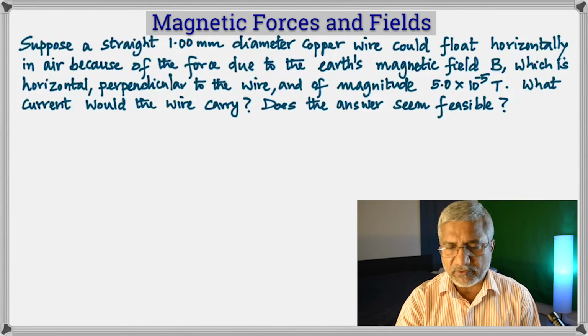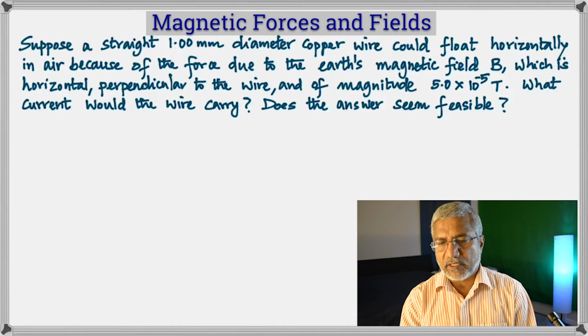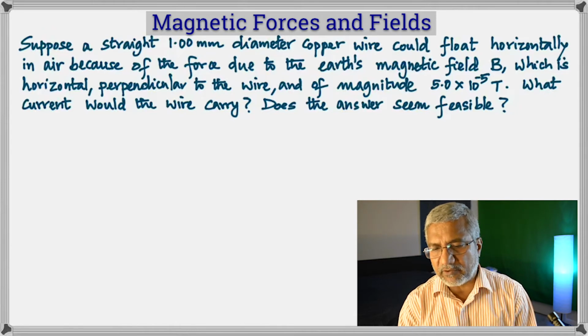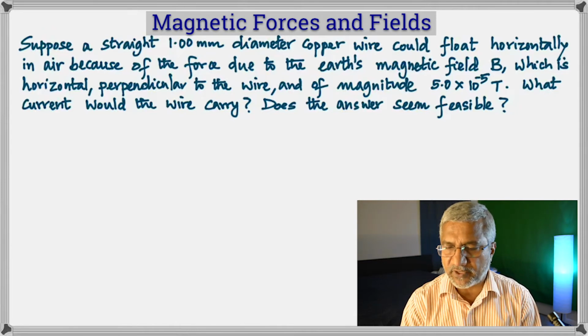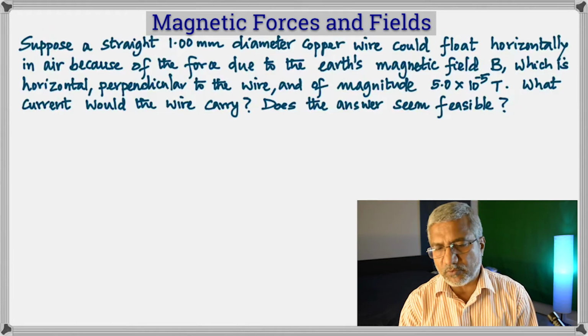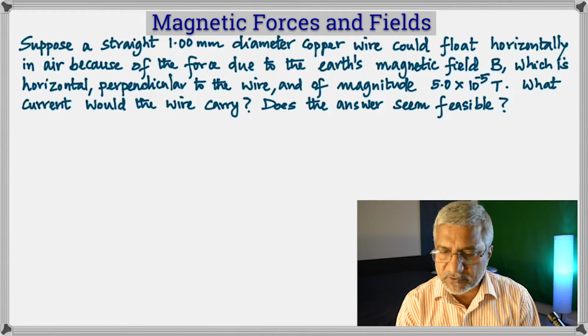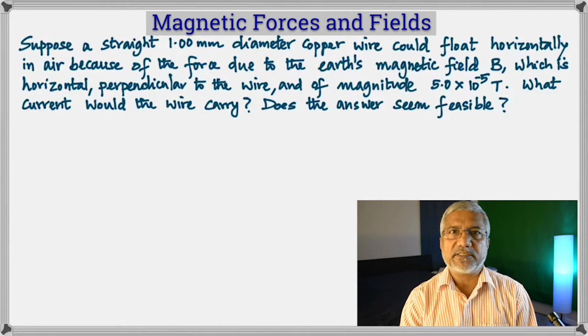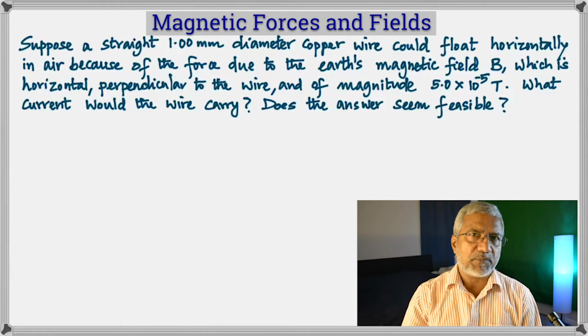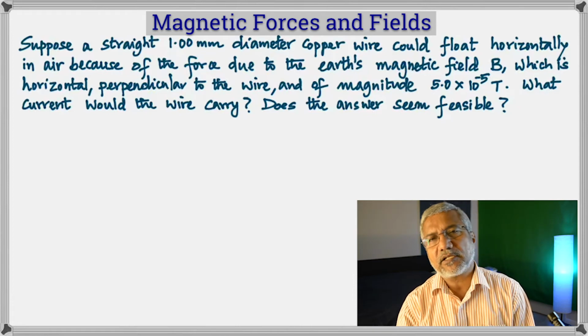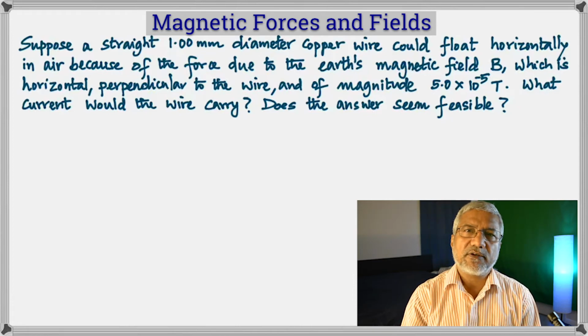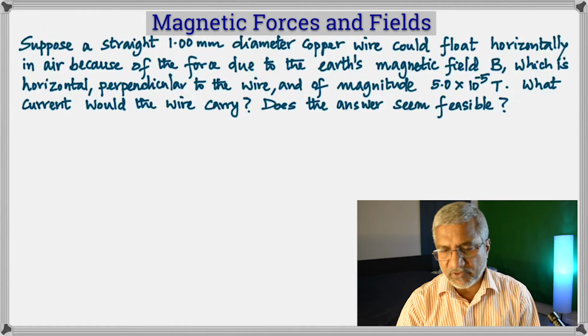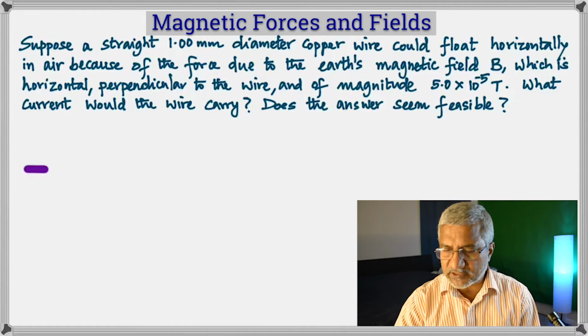The magnetic field of the Earth is horizontal, perpendicular to the wire, and of magnitude 5 times 10 to the negative 5 Tesla. What current would the wire carry? And then, does the answer seem feasible? From the outset, I think it's not feasible. Have you ever seen a copper wire float just like that in the Earth's magnetic field? We'll find out why. But the idea is the weight.